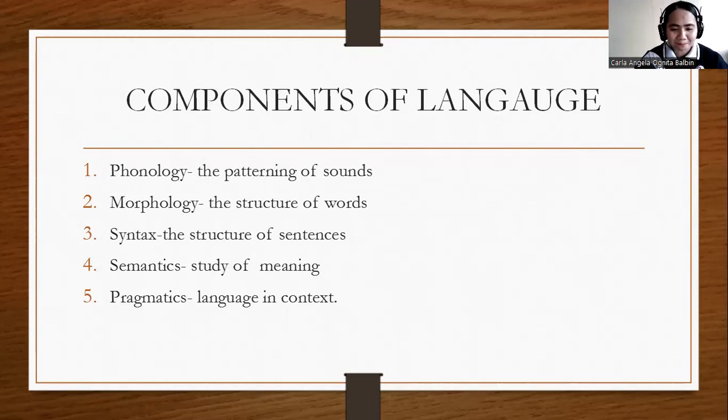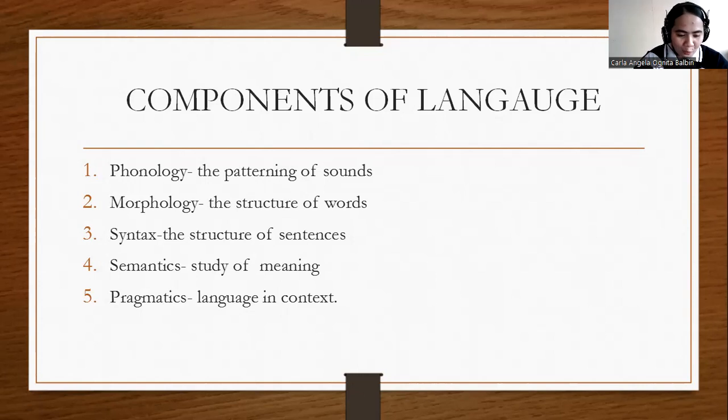So pragmatics, nakalagay po dyan, language and context. So pragmatics is the study of how context contributes to meaning. So it's also a field of study that evaluates how human language can be utilized in social interaction. Or some linguists say that pragmatics concerns how speech community members achieve their goals using language.